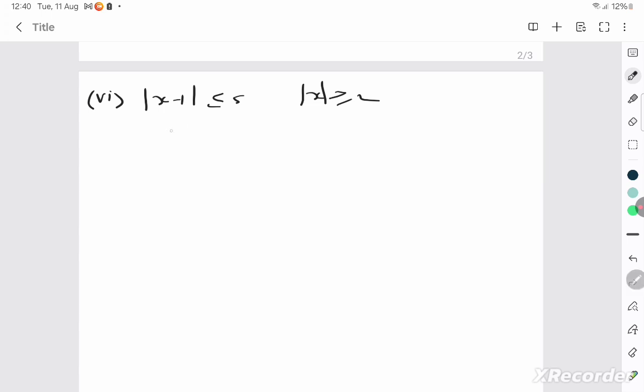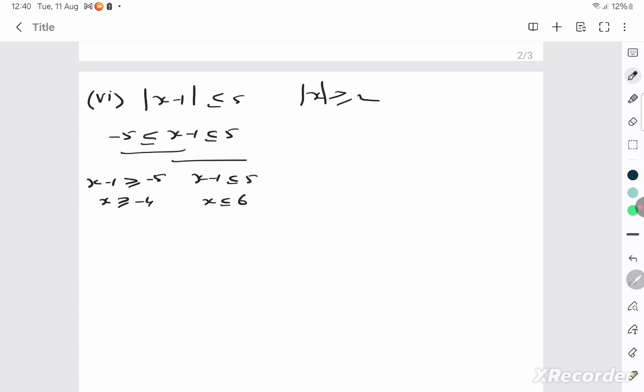So you write, this is lesser than 5 means it will be greater than or equal to minus 5. So x minus 1 is less than or equal to 5. It will also be greater than or equal to minus 5. Taking this and this separately, x minus 1 is greater than or equal to minus 5, x is greater than or equal to minus 4. For this, x minus 1 is less than or equal to 5, x is less than or equal to 6. So let's try to draw this. Okay, we'll come to this.